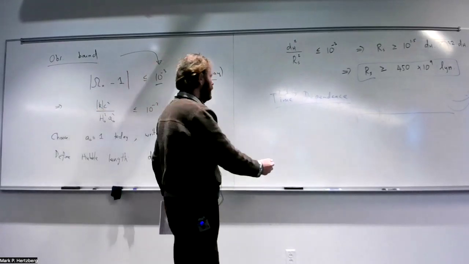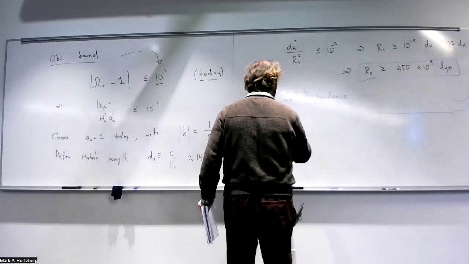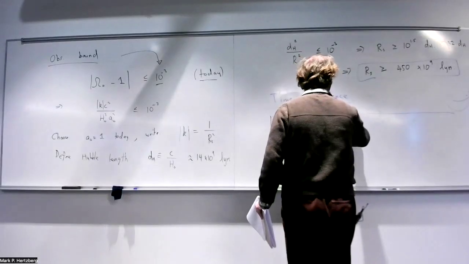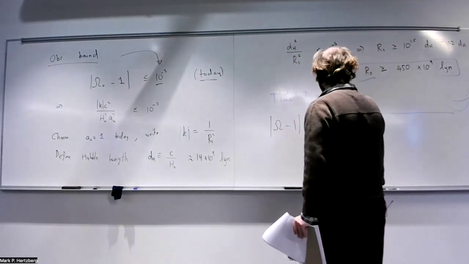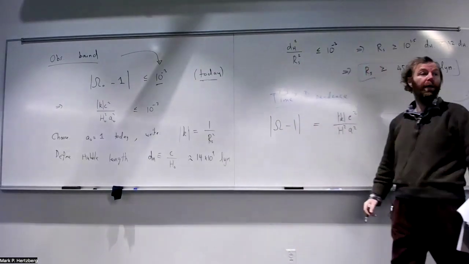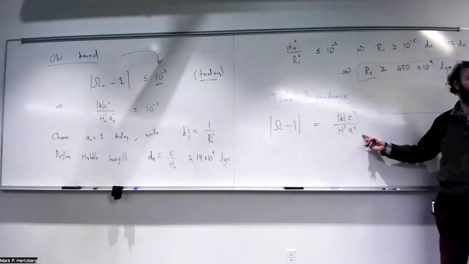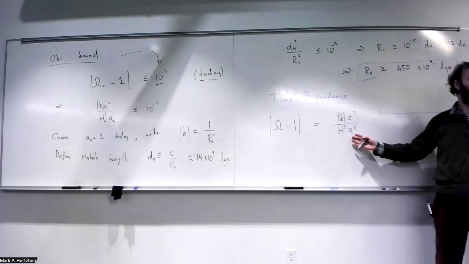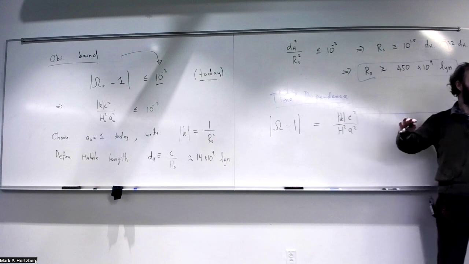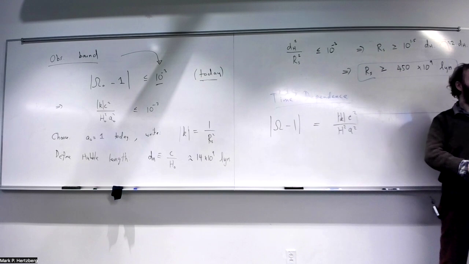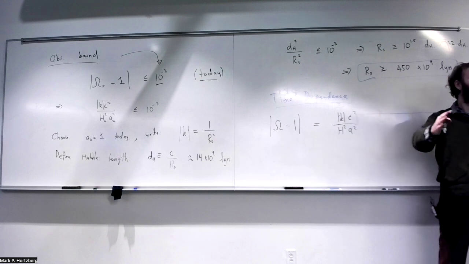Let me be clear about that. So the magnitude of omega minus 1 is equal to the magnitude of k c squared over H squared a squared, right? And in general, these things depend on time. So we know that this thing is at most 10 to the minus 3 today. Given that fact, if we know how H and a evolved, we can convert that into a bound at different moments in time.